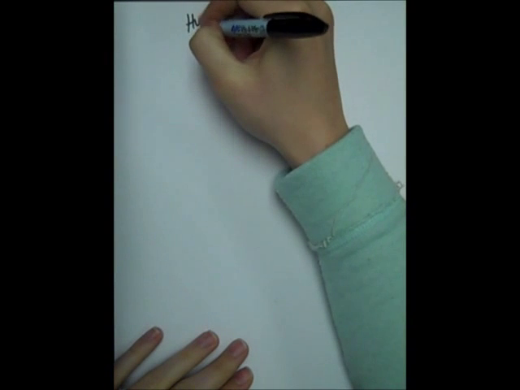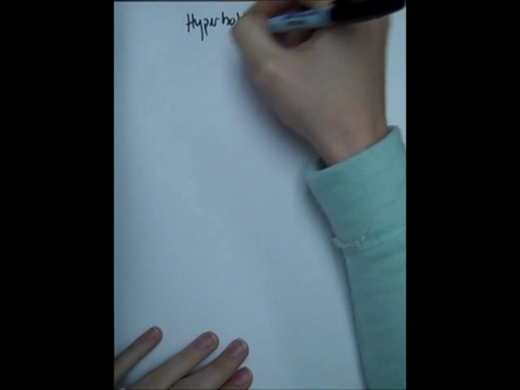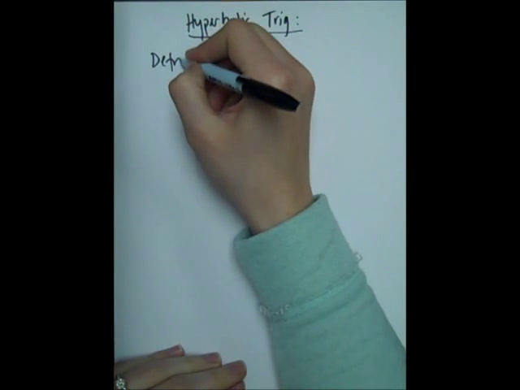Okay, so the last part of this section is hyperbolic trig. So what are hyperbolic trig? Well, there are two that we're going to work with. We're going to work with hyperbolic sine and hyperbolic cosine. So those are the two. Now what are they by definition?